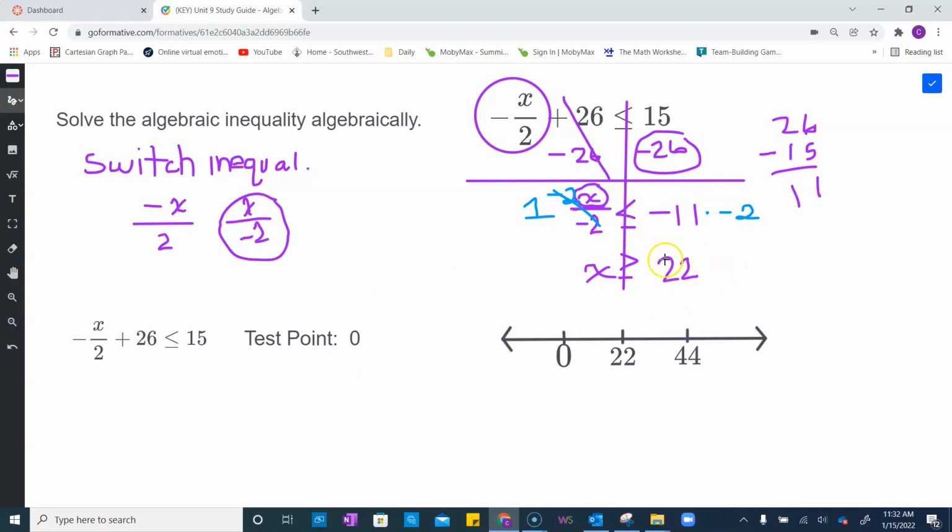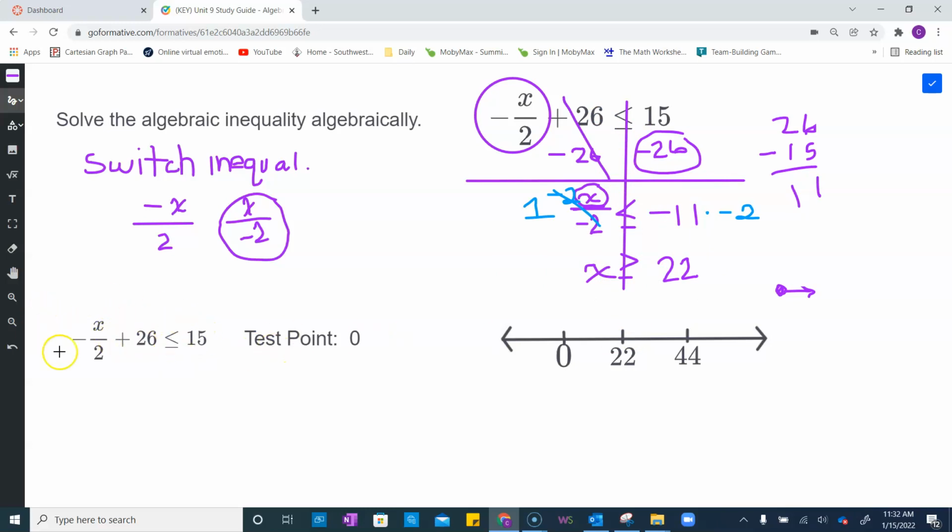So when I go to graph it, looking at what I got, if I did this correctly, then I know I'm going to have a solid dot on 22 and I'm going to shade all the numbers that are greater than 22, or the numbers to the right. So that's my prediction. I'm going to have a solid dot and I'm going to shade right. But I'm going to use a test point just in case. If I mess something up here and I use this inequality to graph it, I will have the wrong graph.